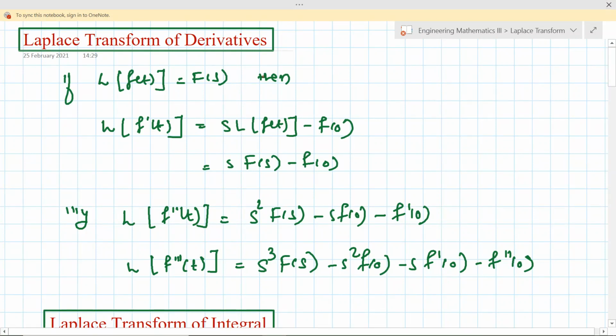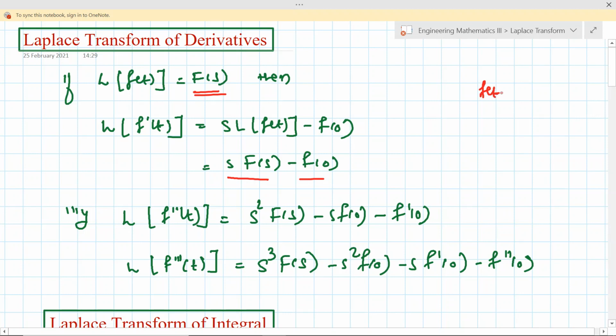Next, the Laplace transform of a derivative. This is the basic definition: Laplace transform of f of t is equal to F of s. Then what is the Laplace transform of f dash of t? If we take the derivative of f of t and wish to find the Laplace of the derivative, it is s into Laplace of f of t minus f of 0. Laplace of f of t is nothing but F of s, so this is s F of s minus f of 0. This is the Laplace transform of f dash of t. This is capital F of s and this is small f of 0.